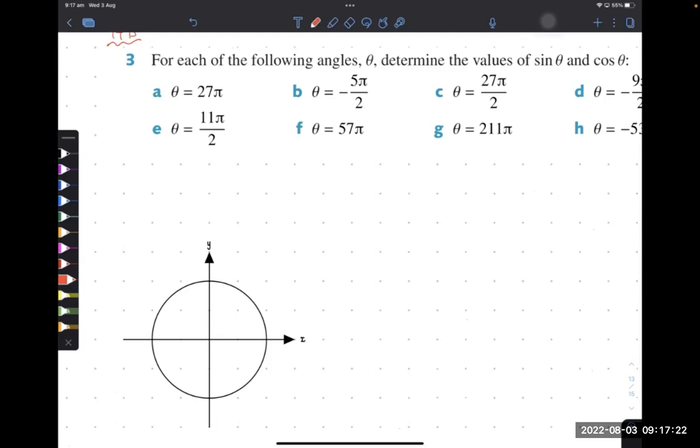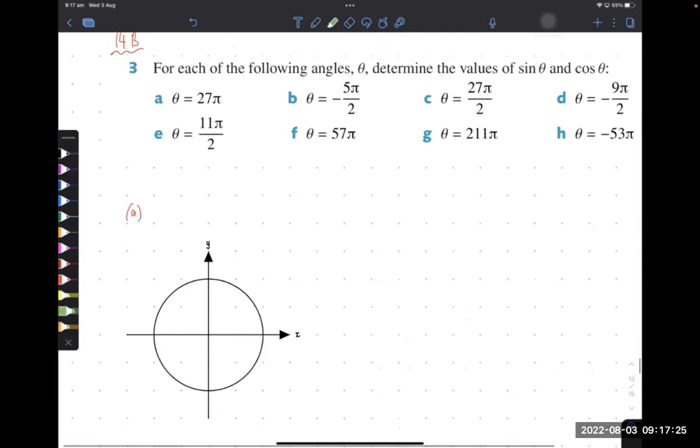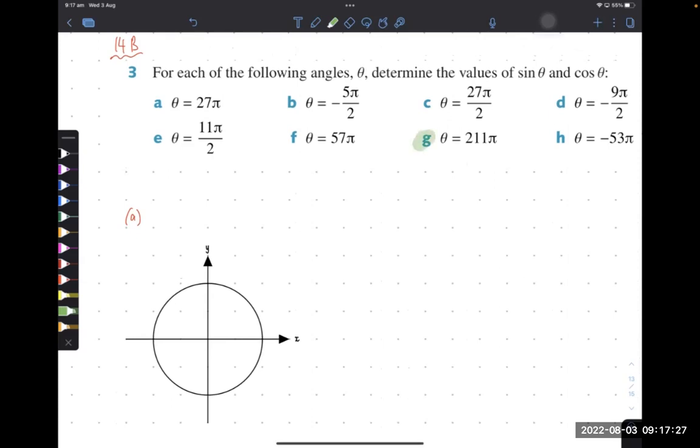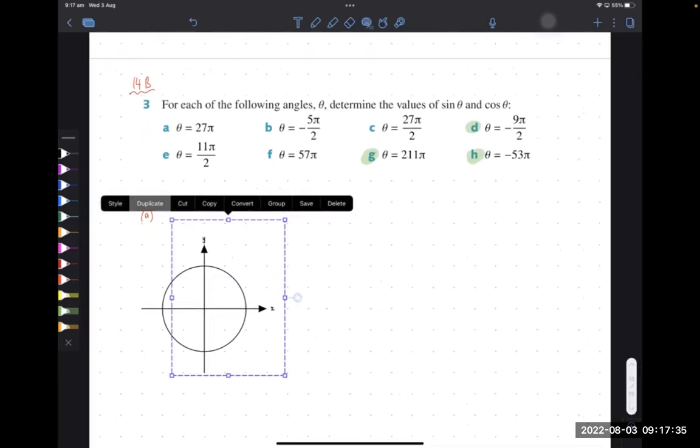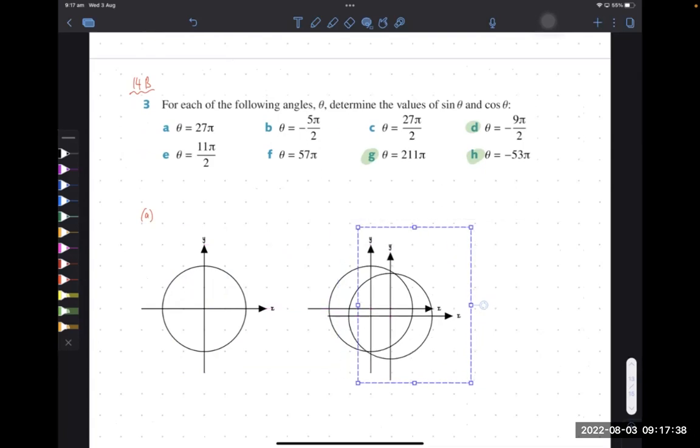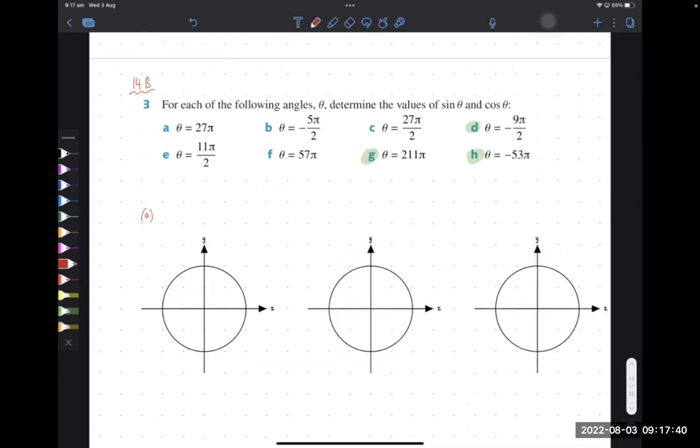Now, let's say we pick one of these questions that look really ridiculous, like 211 pi, or 9 pi over 2, or negative 53 pi. My goodness, they look bonkers, right? But these are not difficult questions, because what are we trying to do here? What do we need to do first if we have an angle? We need to locate where it is on the unit circle.